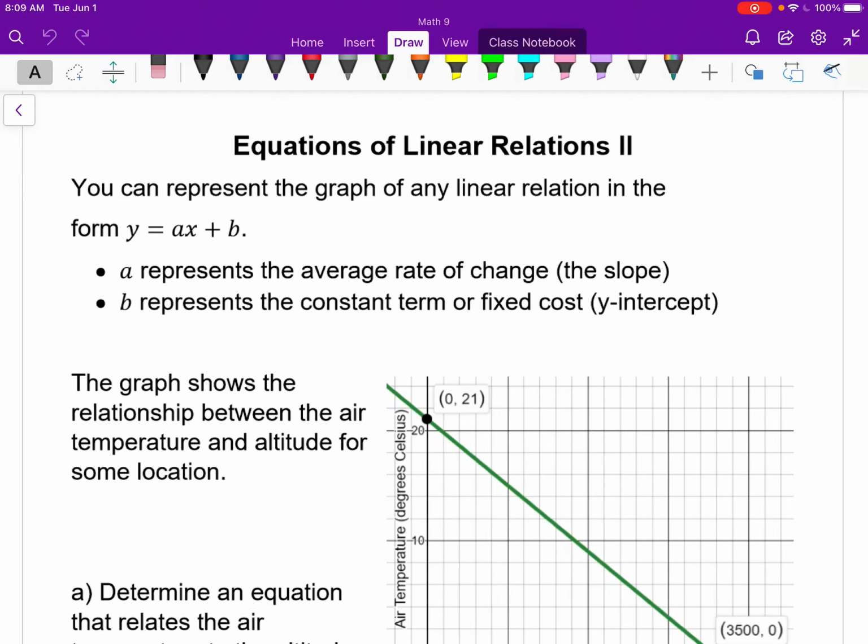Right, so this is the last lesson in Chapter 5, just continuing the ideas that were started in the last lesson, which is especially looking at the connection between graphs of linear relations and their equations. And so, again, the coefficient of x is the average rate of change, or the slope, and the constant is the fixed cost, the starting point, the y-intercept.